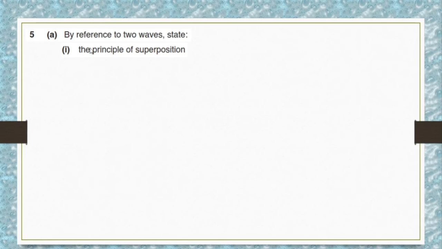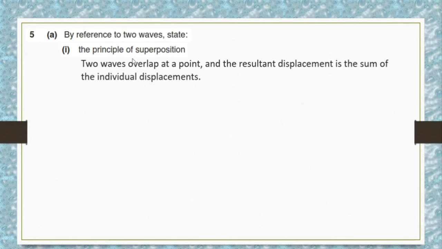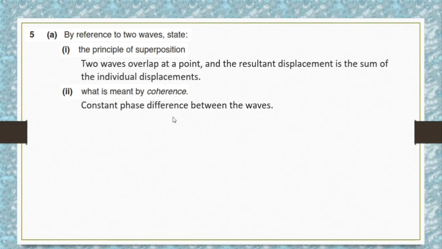Number 5, by reference to two waves, state the principle of superposition. Superposition of two waves: when two waves overlap at a point, the resultant displacement is the sum of the individual displacements. And state what is meant by coherence. Coherence means constant phase difference between the waves.